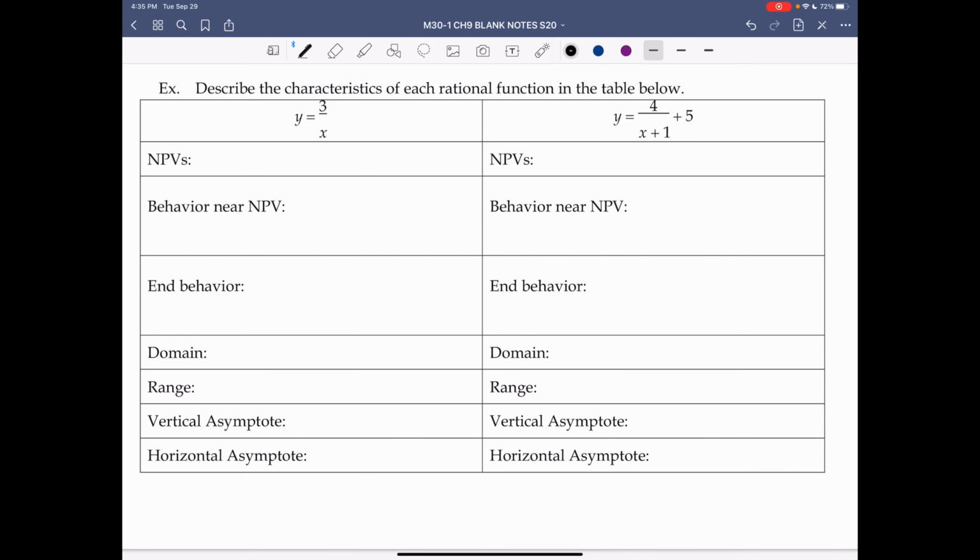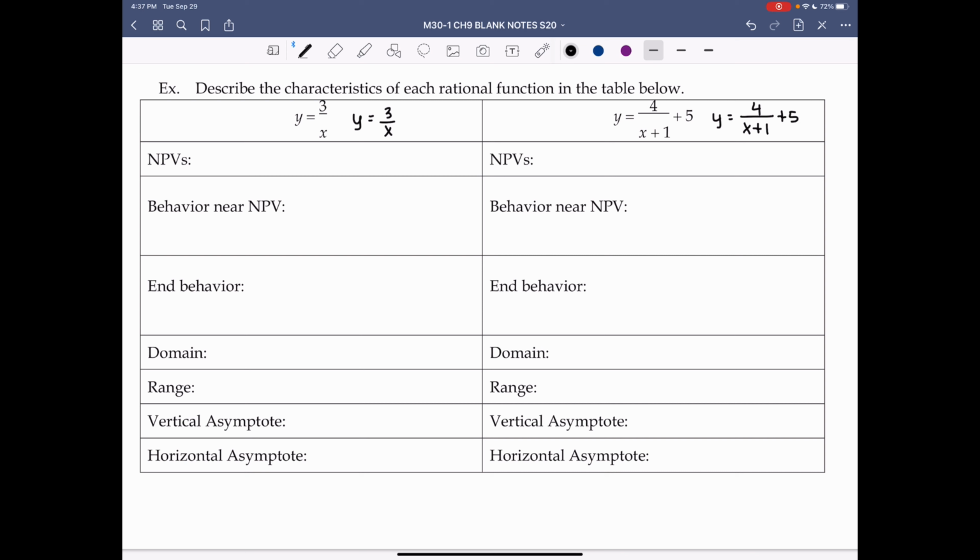Describe the characteristics of each rational function in the table below. The first function is y equals 3 over x. I don't know why that looks funky, but it should just be 3 over x, and this one should be y equals 4 over x plus 1, and then plus 5.